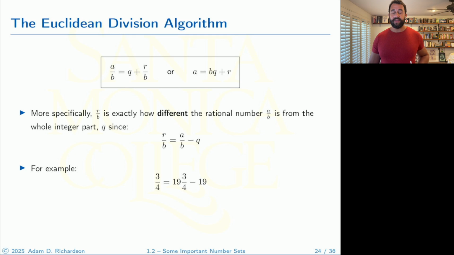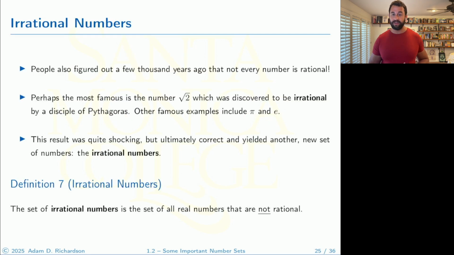Now, we've talked a lot about rational numbers, but that's not all the numbers there are. People also figured out a few thousand years ago that not every number is rational, that there are numbers that you can write in ways that are not a ratio of two integers. Famously, the Pythagoreans discovered this. And perhaps the most famous irrational number is the square root of 2.